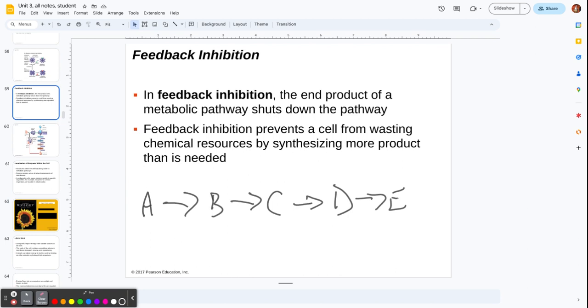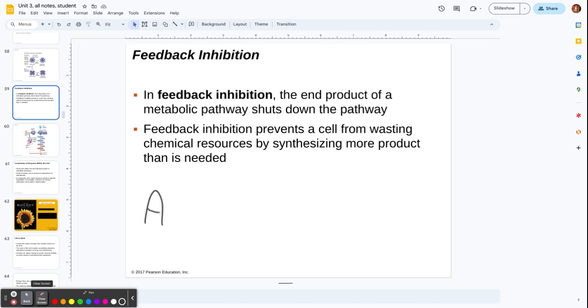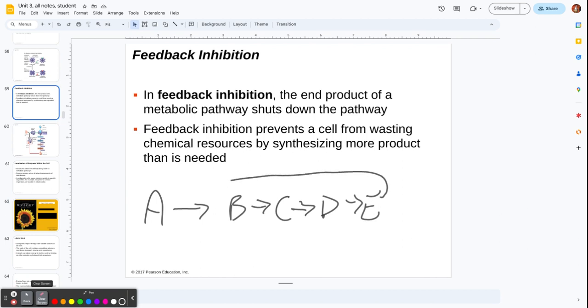But what happens is if you make enough of E, its concentration will build up enough that it will come back to A. Or actually, let me, I shouldn't have cleared the whole screen. My bad. We'll just go to C this time. Actually, let's just go on. What the heck? And it will feed back here to that enzyme.